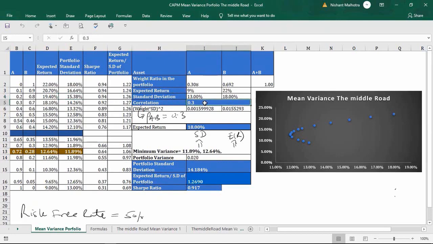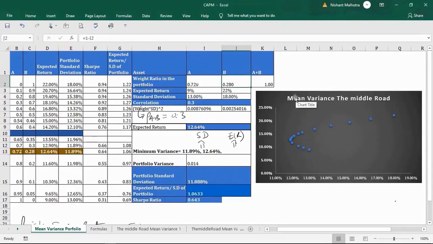I will be looking at 3 scenarios: when the correlation coefficient is 0.3, which is between 0 and 1; when the two assets A and B are perfectly correlated, which is 1; and when they have a correlation of -1. Solver is a very exciting function for calculations. Let's begin, and see how we made this graph, the mean variance graph.